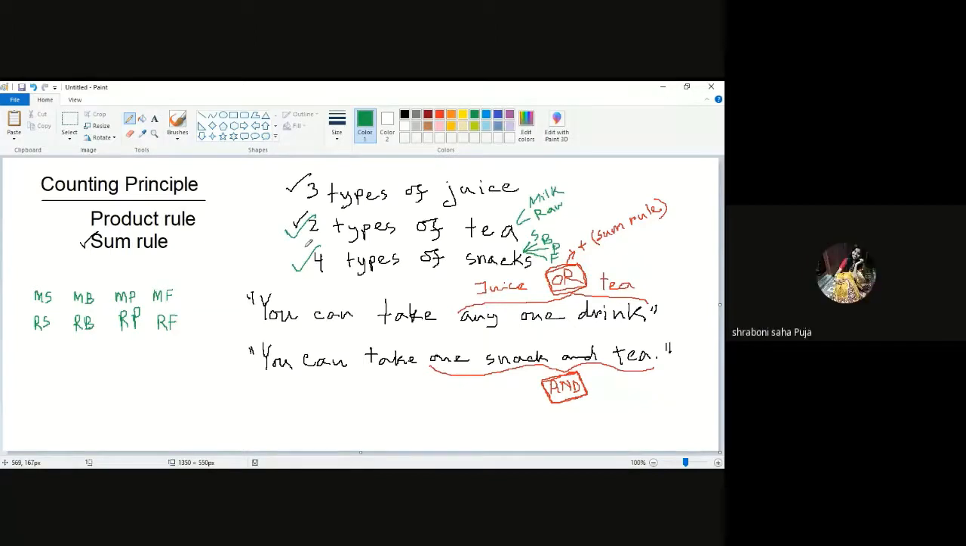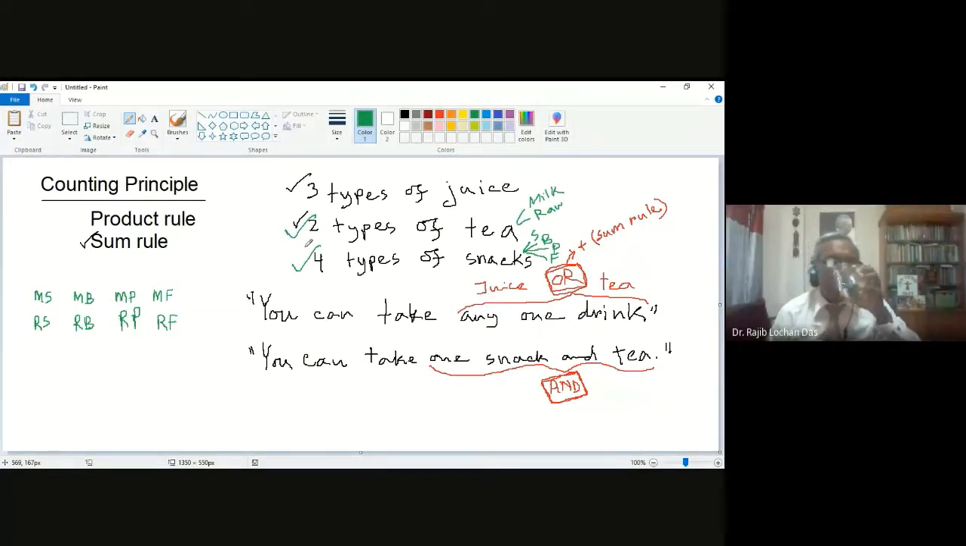Yes, sir. So in the AND situation, we use multiplication. That is also already known to you. This is called the product rule. You just keep it in your mind and it will be used in permutation combination concept in many ways. So this is the example about product rule, sum rule. Now I will move to the permutation concept. Is that okay?